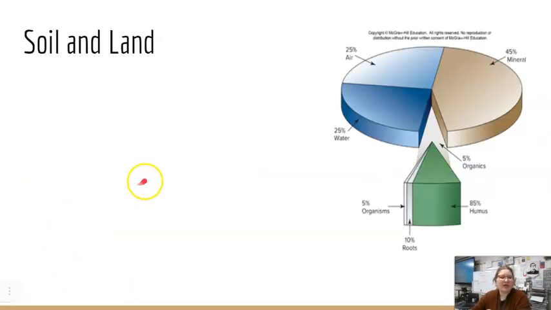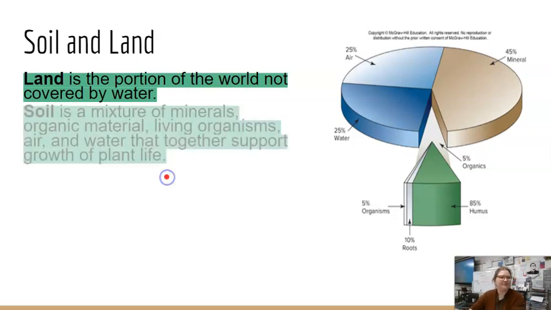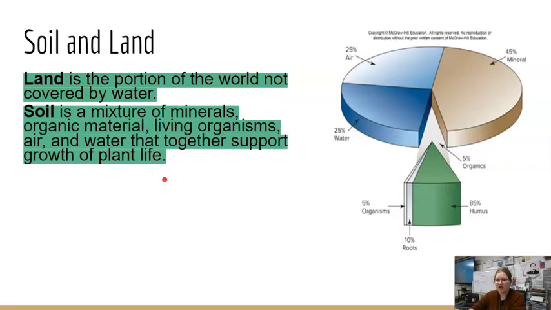So if we look at soil and land, land is the portion of the world not covered by water. If it's not water, it's land. Soil is usually on land and is a mixture of minerals, organic material, living organisms, air, and water that together support the growth of plant life.